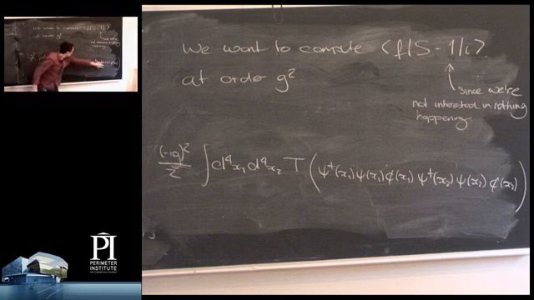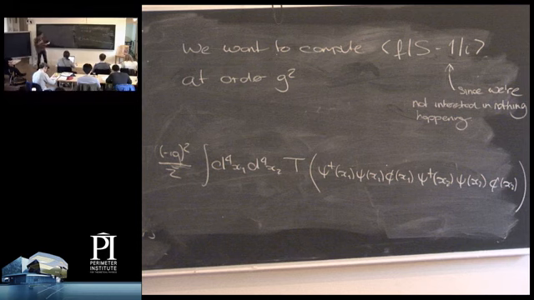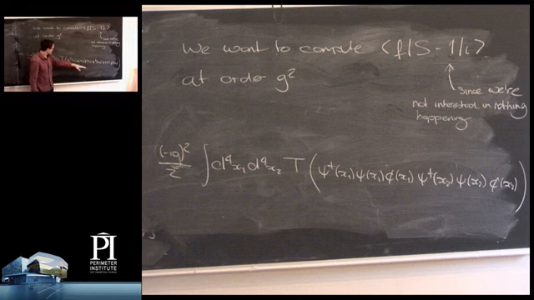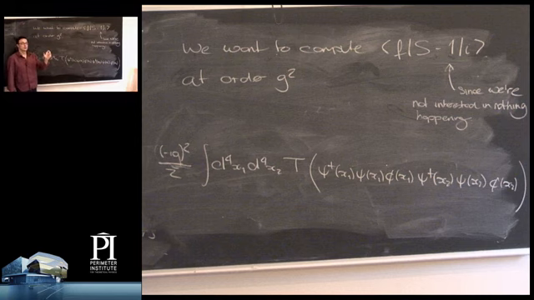So we get H squared. The interaction Hamiltonian is evaluated at two different points, x1 and x2. You then integrate over those points. But you have to time order this. So what do we do? We do Wick's theorem. Wick's theorem says that the time-ordered product is equal to the normal-ordered product plus all possible contractions, plus all possible normal-ordered contractions.